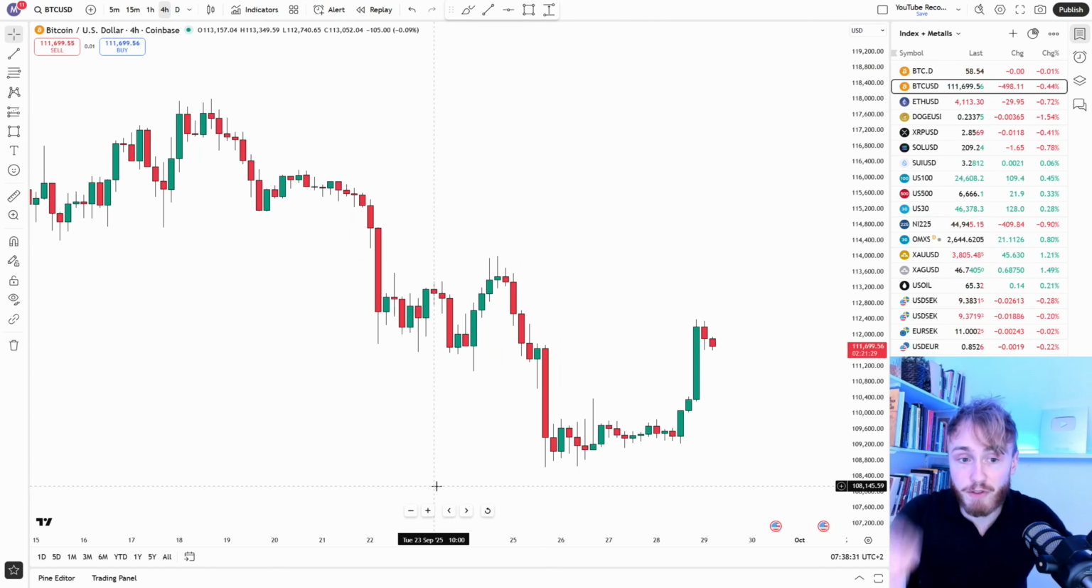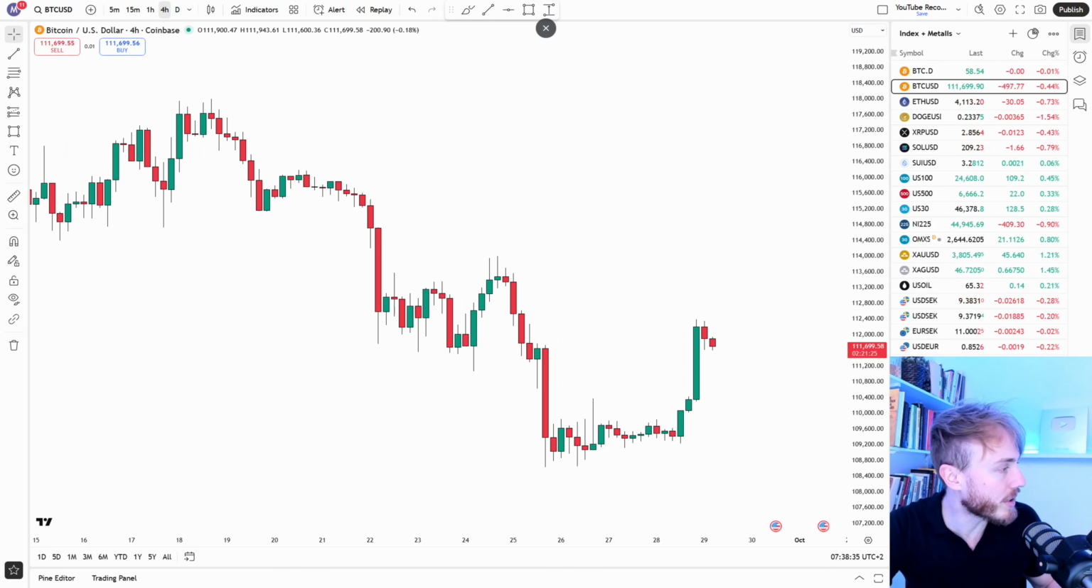But right, so now let's actually focus on how to draw our supply and demand zone. And I can also just mention real quick before we start here that we are currently looking at a 4-hour chart.